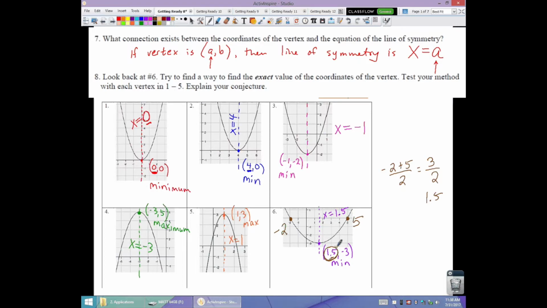Okay, so our conjecture here would be that the x coordinate of the vertex is the mean or the average of the x-intercepts.